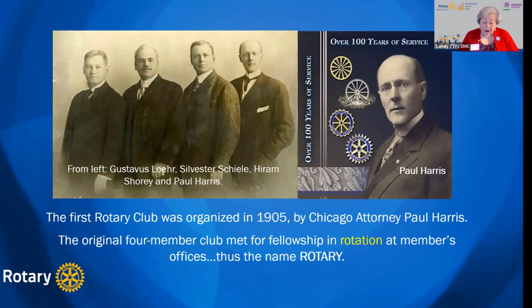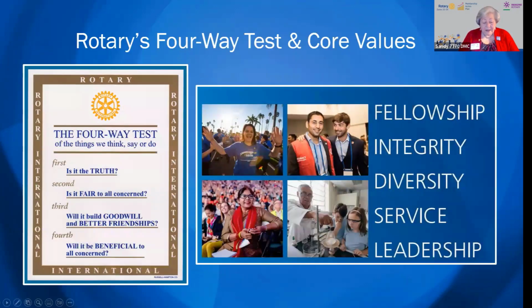Our founder, Paul Harris, gathered 3 friends together in 1905 for fellowship and friendship, 2 of the core values that are still an important part of who we are today. We explained the 4-way test is 4 questions Rotary members use to guide our personal and professional lives. That way, when potential members attend a club meeting, they will better understand what's going on when club members stand up at the end of the meeting to say the 4-way test together. This helps them appreciate the high ethical standards of the organization that they are thinking about joining.